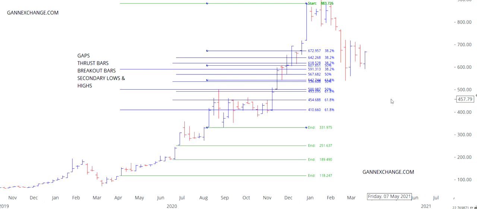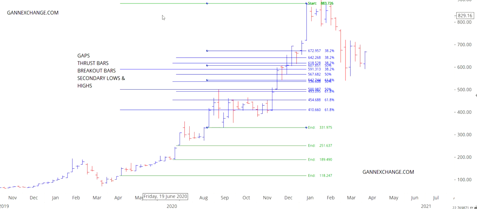Now Fibonacci confluence is basically where we have two or more lines in close proximity. So for example, that zone there, that zone there, and that zone there. Those are the Fibonacci support confluence points.